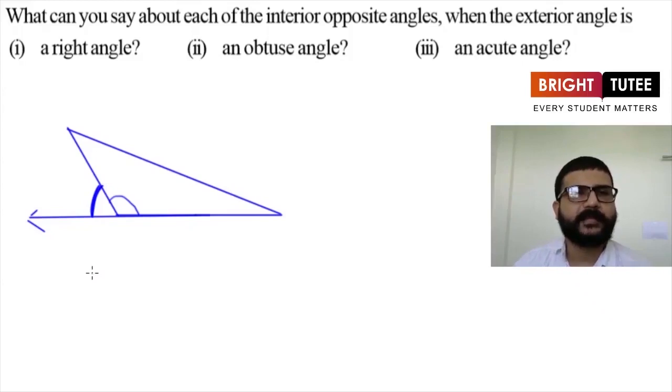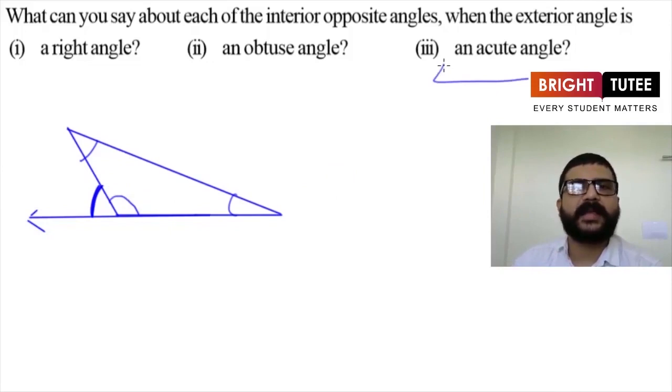Now what can we say about interior opposite angles? What about these two angles? Now consider the triangle. Here one of the angle is obtuse angle. So other two angles have to be acute angle only. They can't be obtuse, they can't be right angle. So here we have only one condition, that the interior opposite angles have to be acute angle only. So answer to this question will be acute angle.